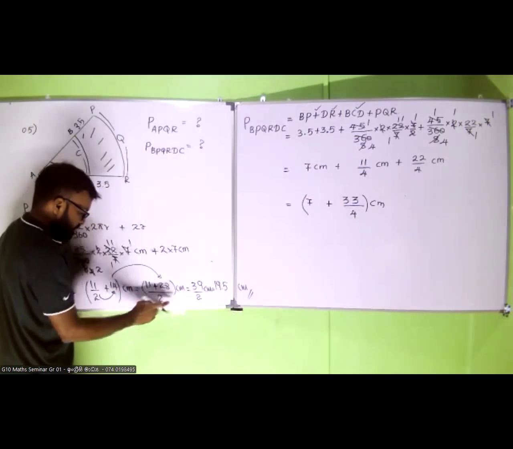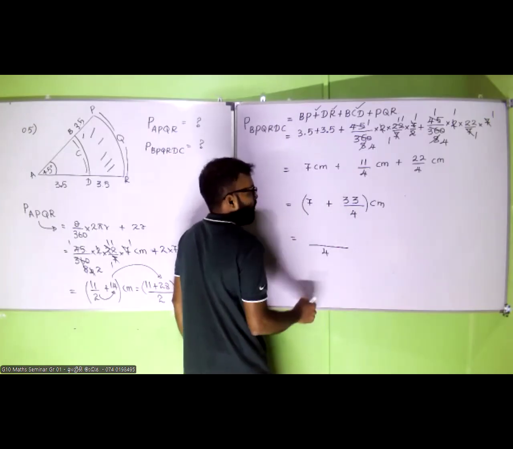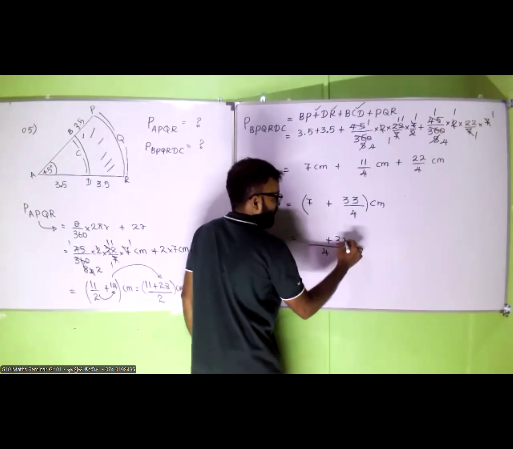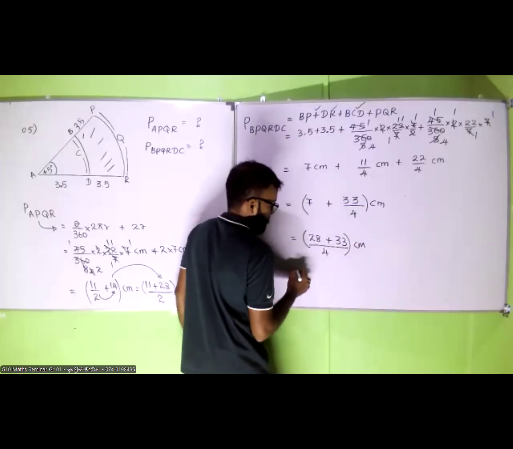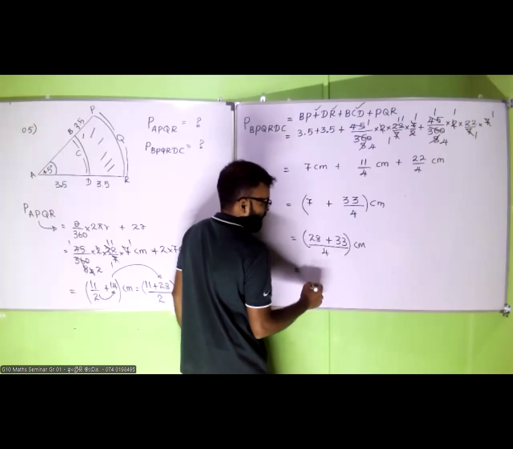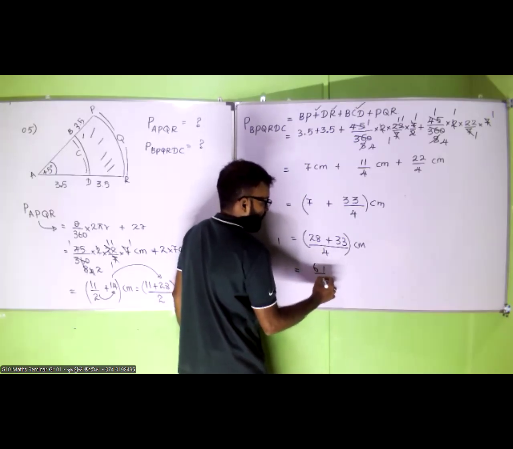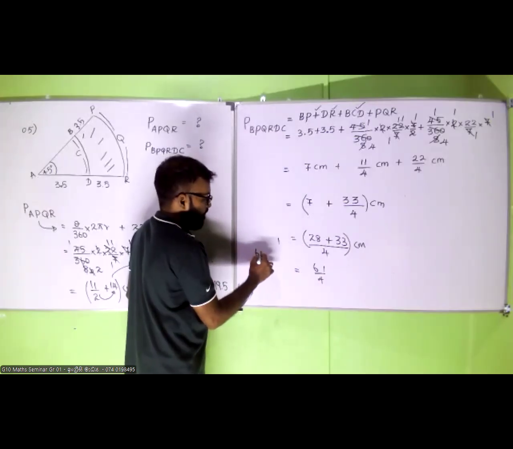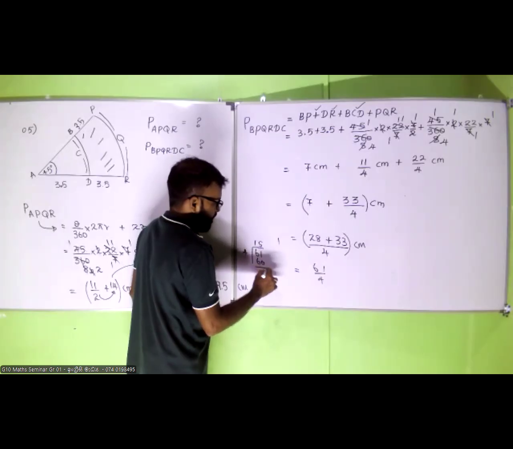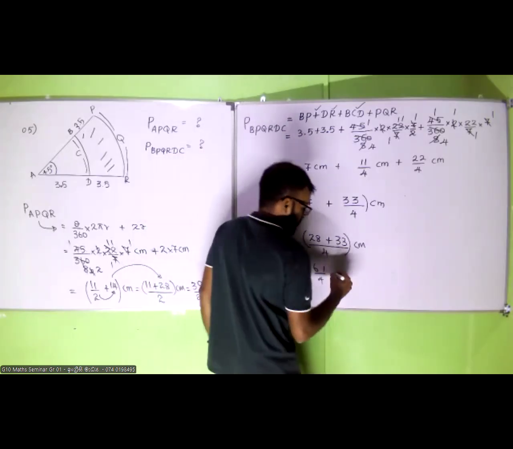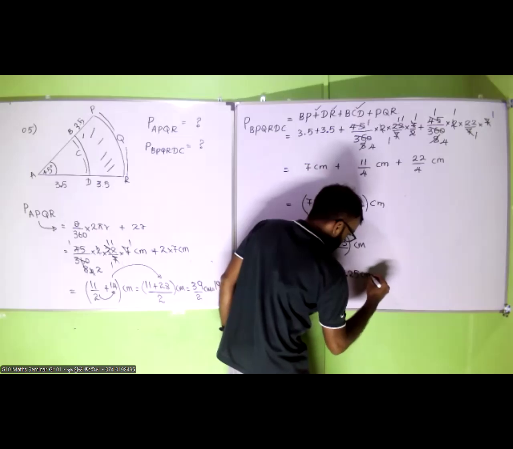Same fraction. Common denominator is 4. So here you have plus, here you have 33. 4 times 7, 28. 28 plus 33. 8 plus 3, 11. 2 plus 3, 5 plus 1, 61. 61 divided by 4. 4 times 15, 60. 15.25. So you will get 15.25 centimeters.